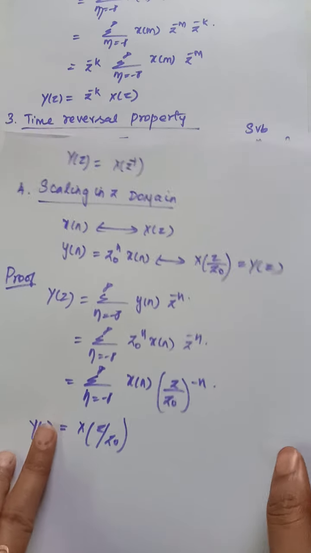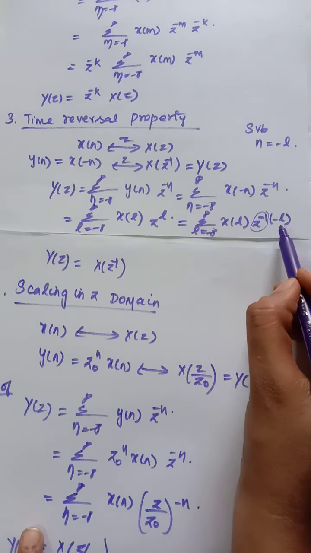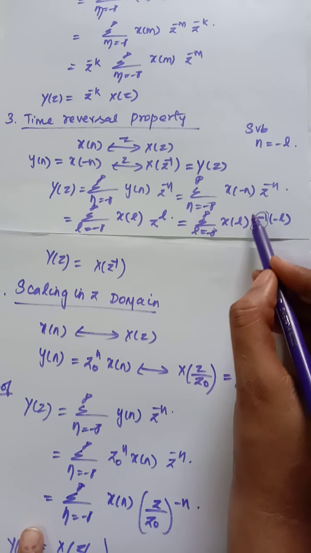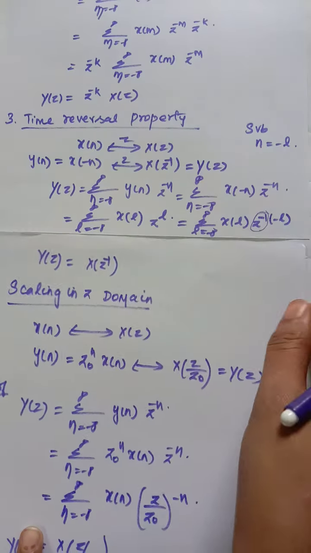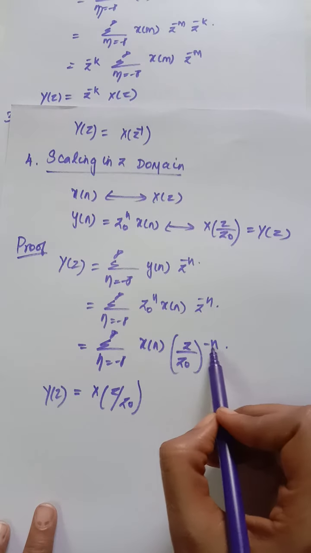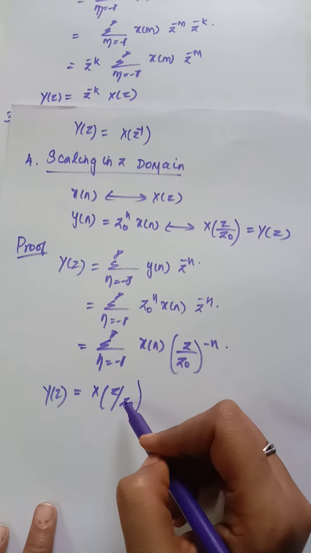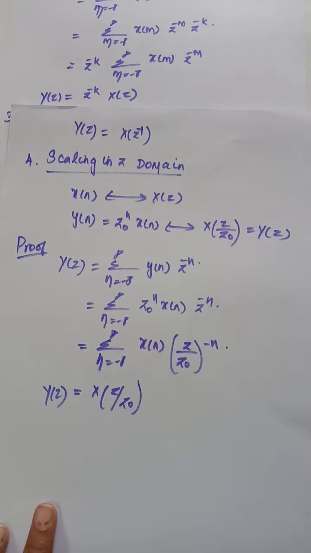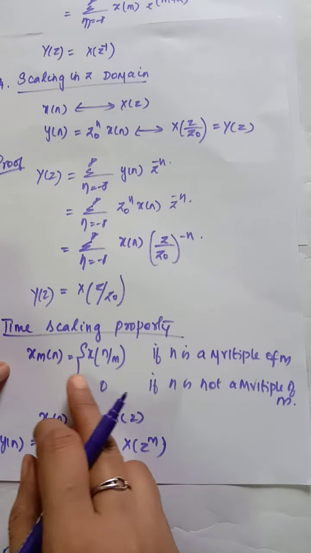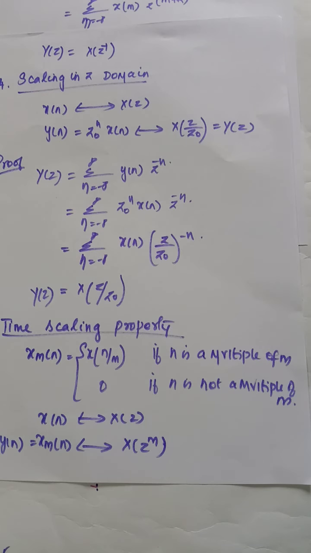So previously what we did, apart from this minus n, whatever we are having, we have written here. Similarly, apart from minus n, all the terms we are having here, we need to write. So we have proved this scaling in z domain property. Next property is the scaling property. Here it is in the time domain.